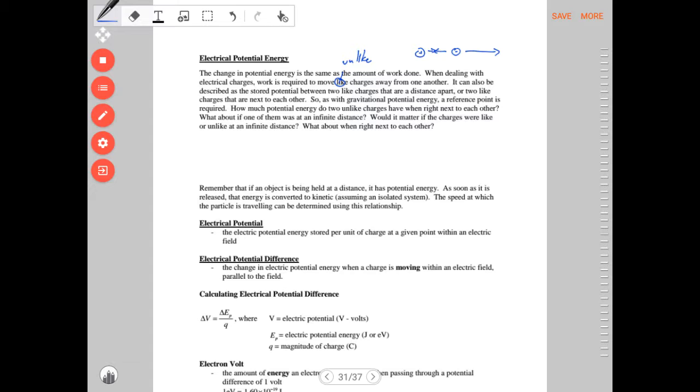What about if one of them was at an infinite distance? Would it matter if the charges were like or unlike at an infinite distance? What about when they're right next to each other? Okay, so let's talk about this.